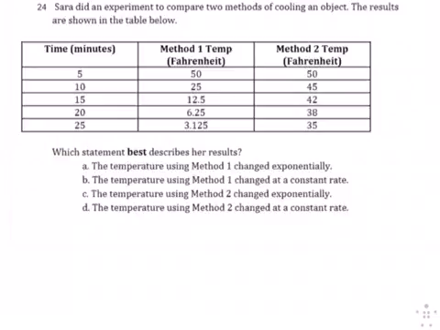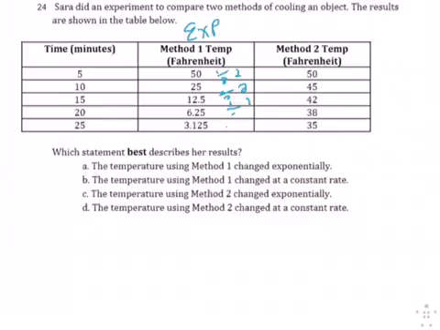So it looks like it's 50 divided by 2 to get 25, and then divide by 2 again, and we get 12.5. And if we divide that by 2 again, we get 6.25. We divide that again by 2, we get 3.125. So it looks like method 1 is exponential.